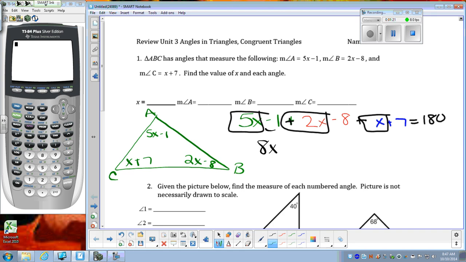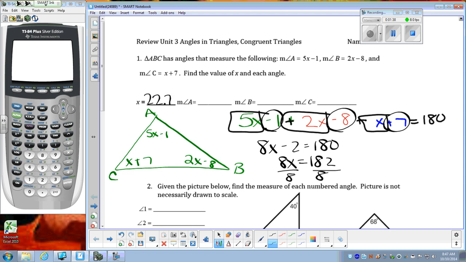8x minus 2 equals 180. Add the 2, so I get 8x equals 182, and then divide by 8. So I get that x is 22.75. Then since it's a decimal, and I want to make sure I don't mess up my calculations, I'm going to go into my calculator and store my x value as x. So then I know that whenever I type in x, the calculator knows it's 22.75.